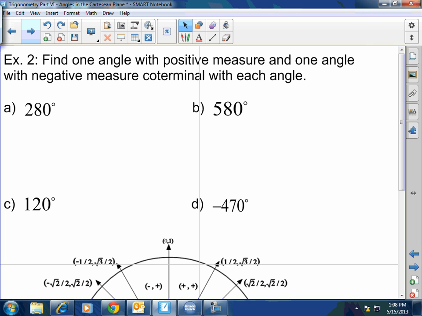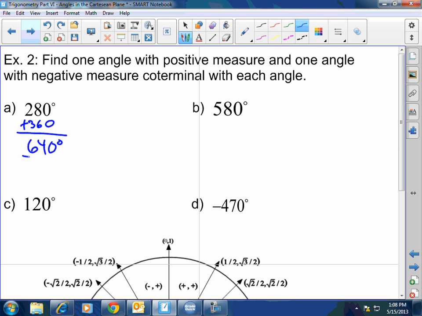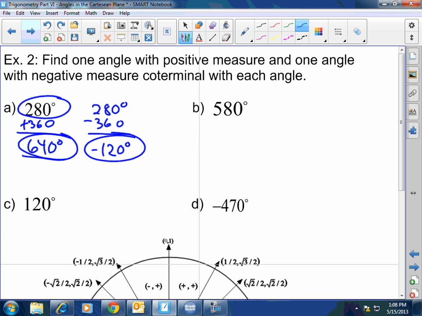Okay, last thing. Find one angle with a positive and one angle with a negative coterminal with each angle. So I want a positive coterminal, so add 360. My positive coterminal would be 640 degrees. Now, how would I find a negative coterminal? Subtract 360. So it'd be negative 120. So guess what, guys? 280, 640, and negative 120 have the same value.